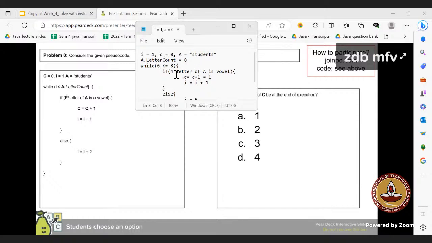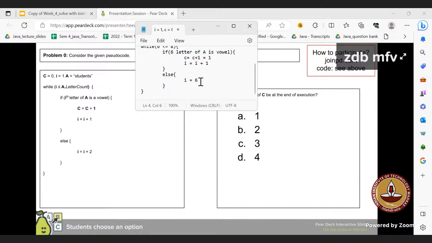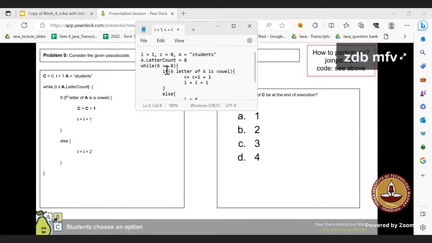So we will check if the sixth letter is a vowel. No, the sixth letter is also not a vowel. So it won't go to the if block. It will go to the else part. In the else part, what we will do? I equal to I plus 2. I plus 2 is 8. 8 is less than or equal to 8, right? Equal to is also there, no?